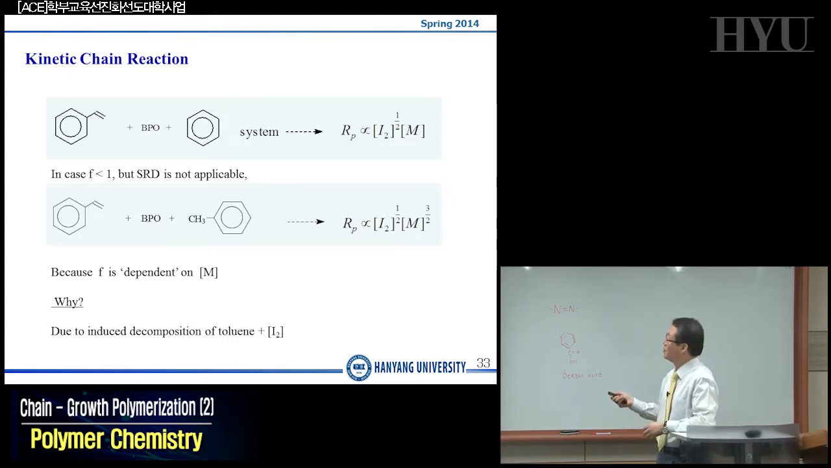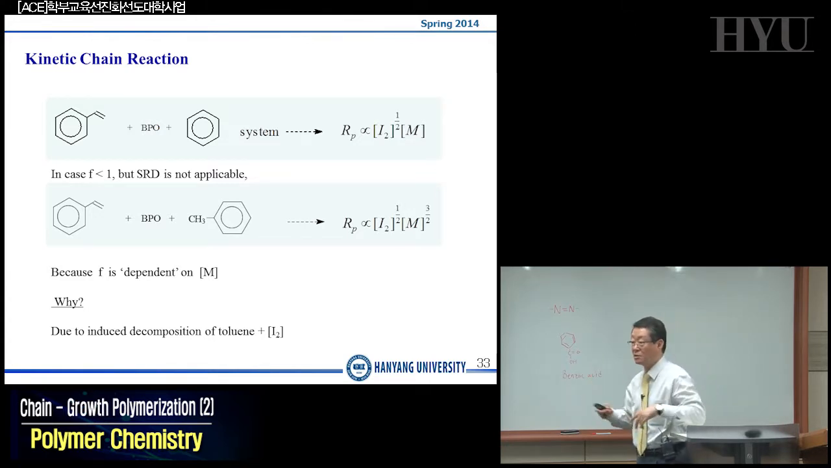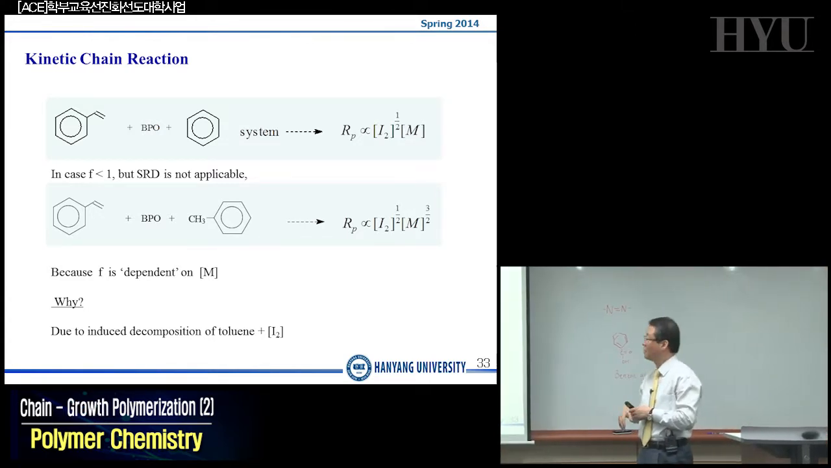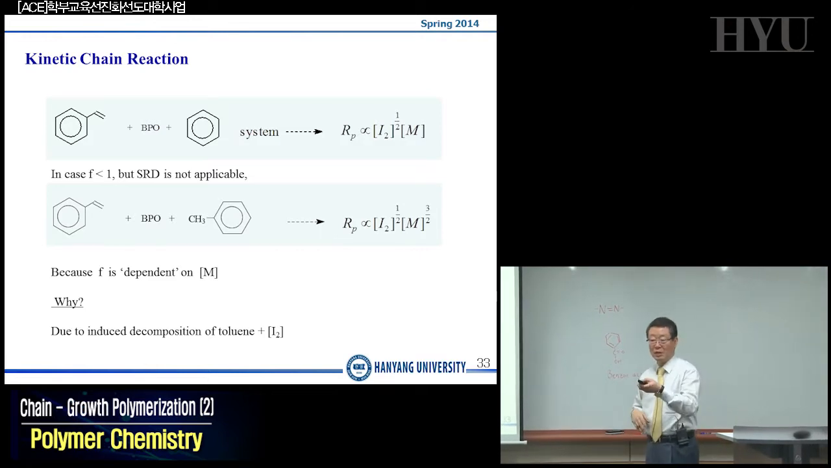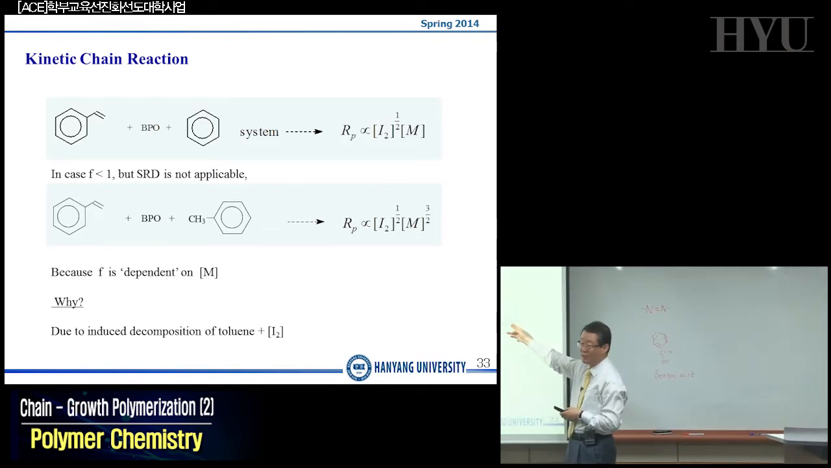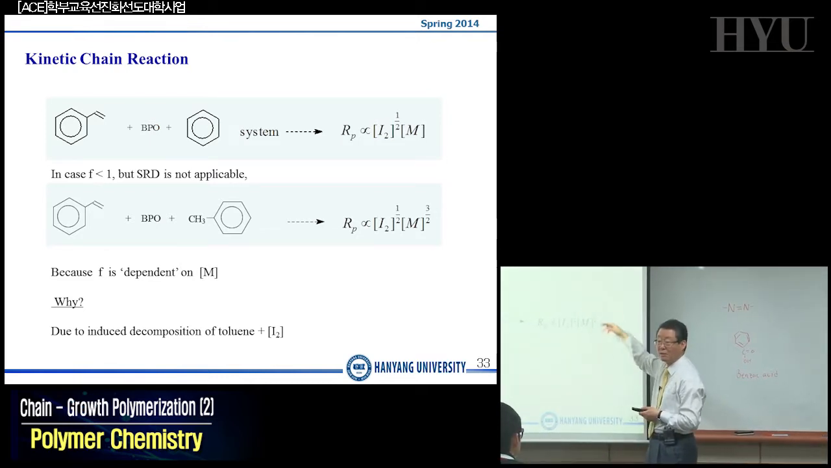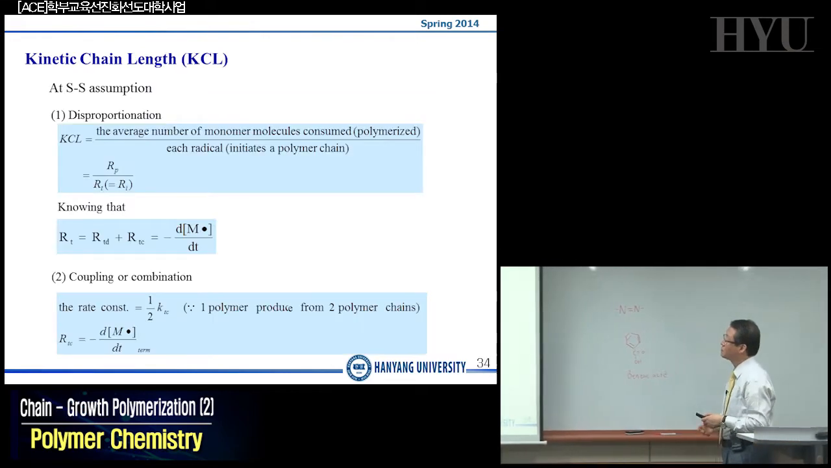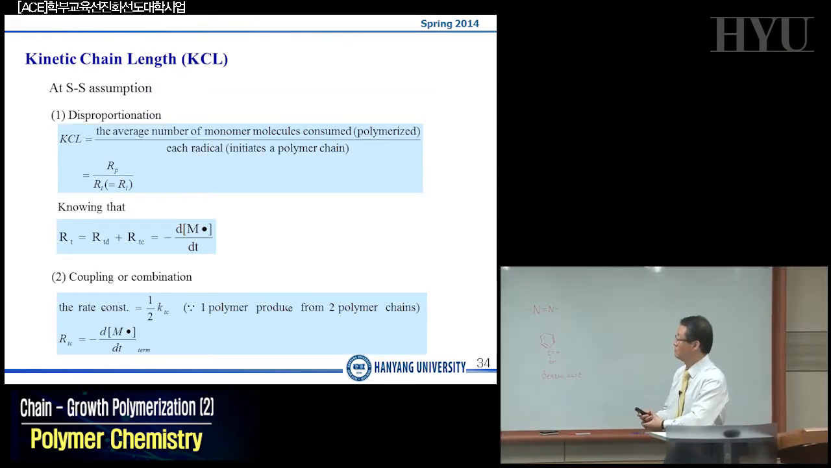So although I described the ideal cases of the rate of polymerization with the known rate constants, it may be a little bit changed in your textbook and in future advanced textbooks, so that you may see a little bit of a deviation from the standard cases. Okay.